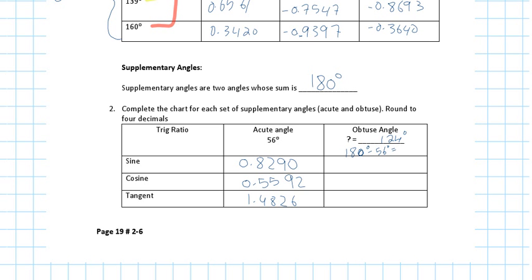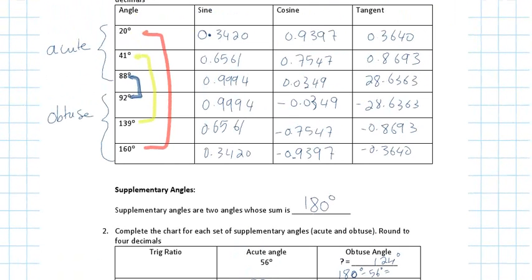0.8290. 0.8290, right? So it is not going to change. For sine 56 and sine 124, it's going to be the same. Try it out. You can look at it. Because 124 and 56 are supplementary angles, they're the same. Because we looked at this, and we figured out that sine of the supplementary angle is always going to be the same.